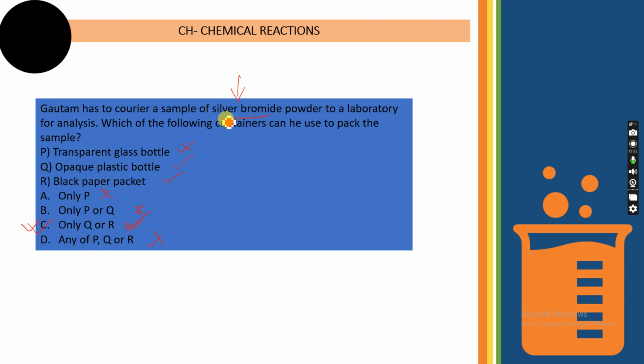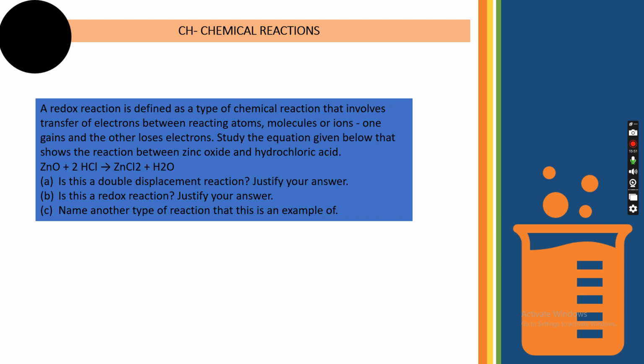So silver bromide, basically one question they have asked, two questions we have got based on photochemical decomposition. One is about the color and light, and one is about what type of reaction is occurring. So one is based on the reaction, one is based on the light decomposition part. So what type of material you'll use to avoid decomposition of silver bromide. So that's the answer. So option C is the correct answer.